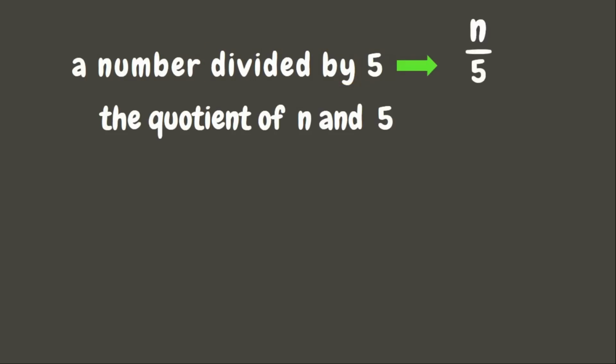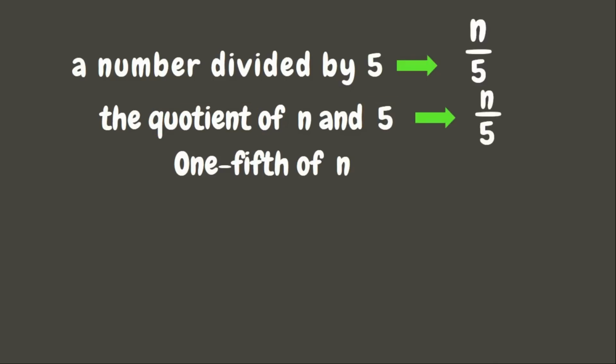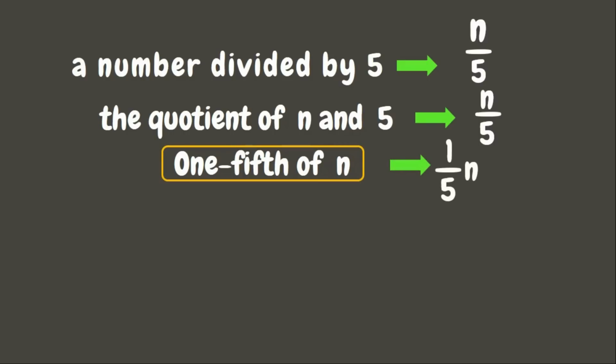Next one, we have the quotient of n and 5. So again, our keyword here is the quotient, which means division. So it means that we need to divide n and 5. So that is n divided by 5. Next one, we have 1/5 of n. So it means that we need to multiply 1/5 and n. So that is 1/5 n. But it can also be written as n over 5.